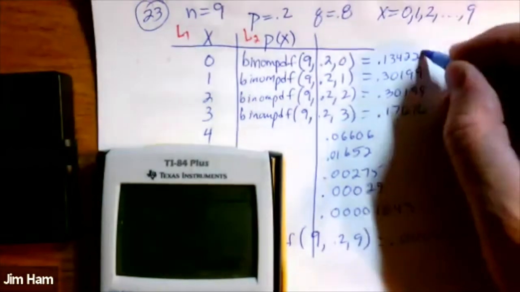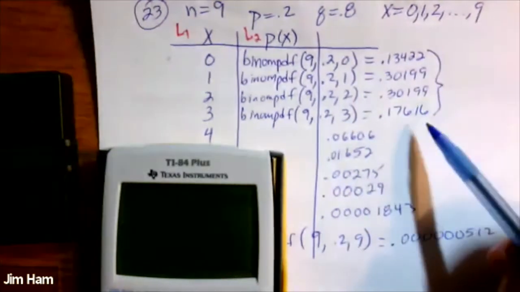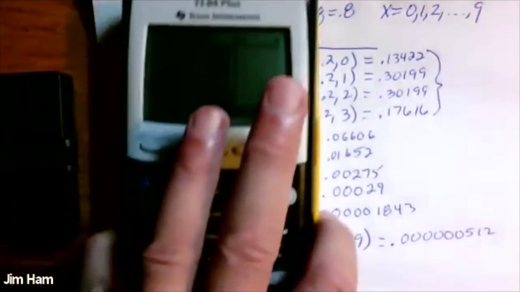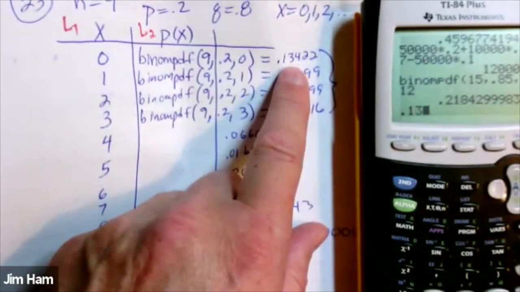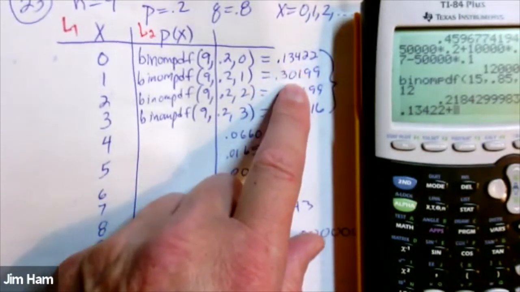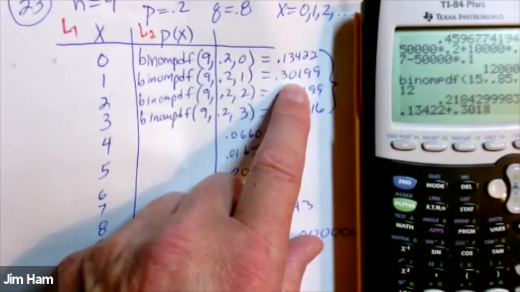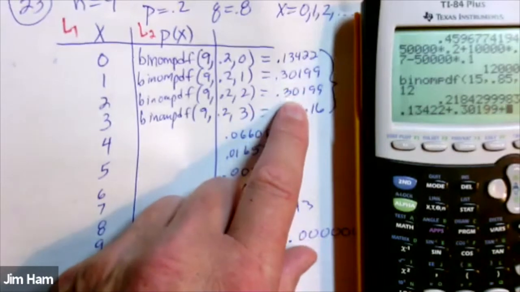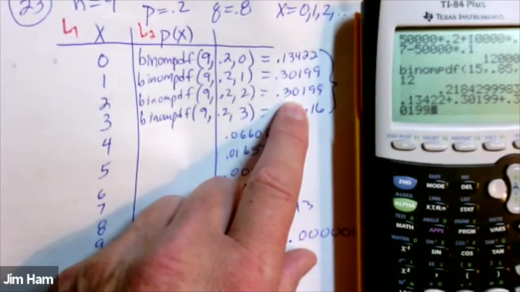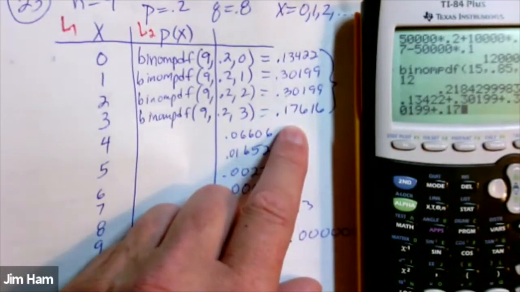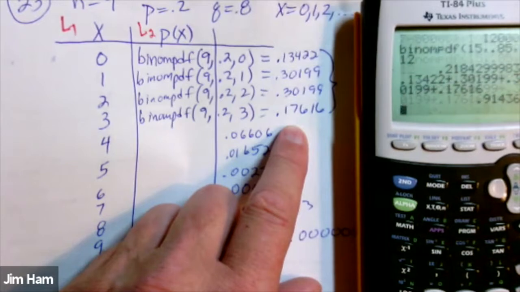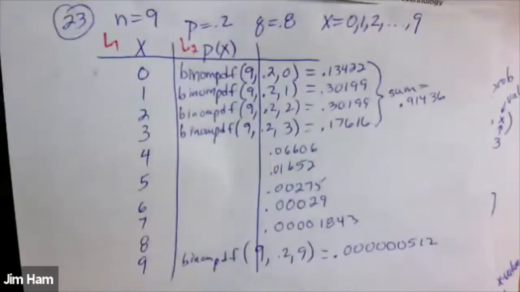Now, if I add up these 4 probabilities here, I'll just do that on my home screen. 0.13422 plus 0.30199 plus 0.30199 plus 0.17616. I get this number here, 0.91436. And that's rounded.